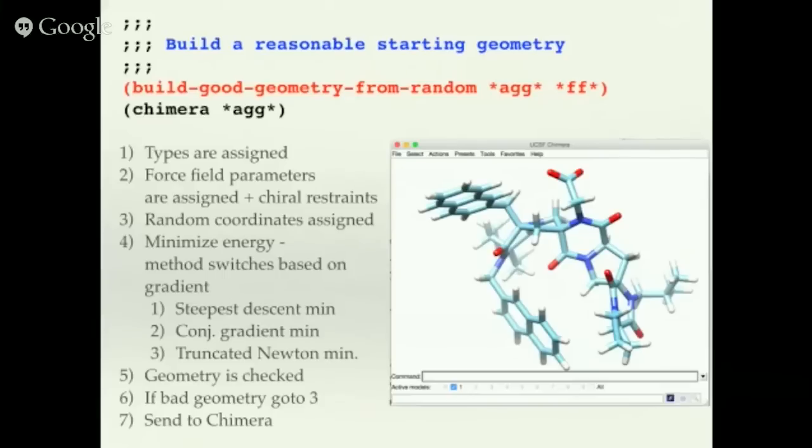Then it checks if the geometry is good, because they have a lot of rings. Often rings will interpenetrate each other. You'll get rings that are chained, locked together, and that's not a good molecule. So it checks the geometry, and if it's bad, it goes back up to here, and it just keeps doing this. Okay, this is all implemented in Common Lisp on top of C++ code.